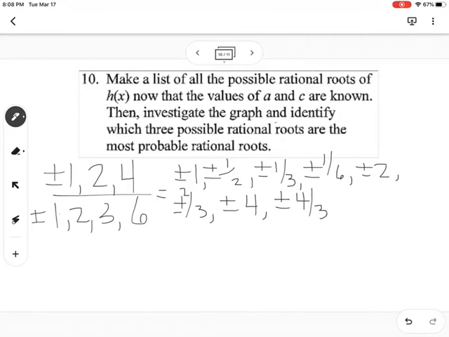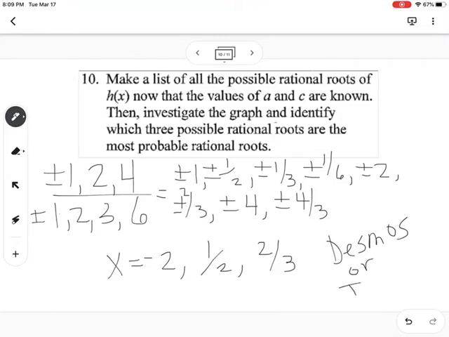Okay, so if you take the original function and plug it into your graphing calculator, you'll see that the most probable roots are going to be x equals negative 2, 1/2, and 2/3. You can use Desmos or your graphing calculator, and you'll be able to see those are your most probable.